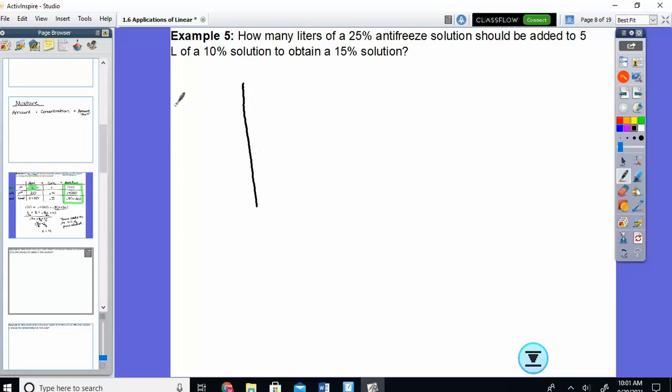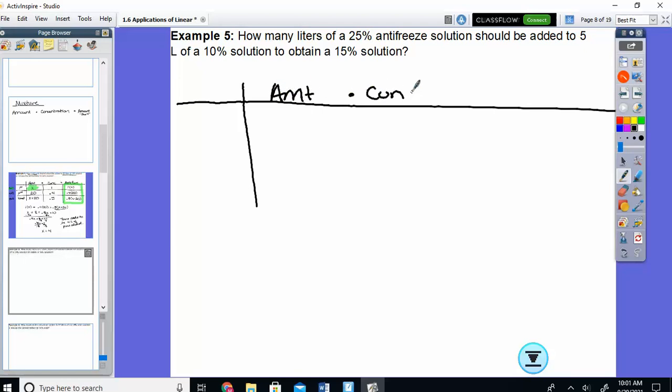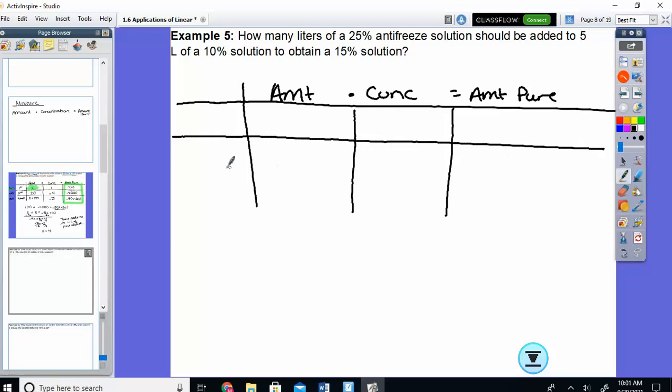So we set up our table. These mixture problems, the same formula goes across the top every time. The amount times the concentration equals the amount pure. My rows, you can call them however you like.